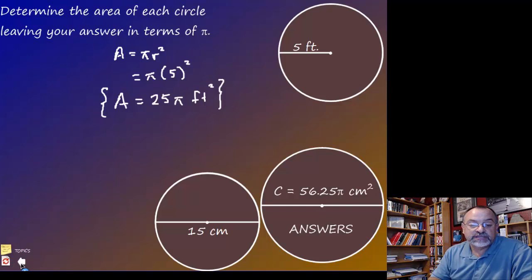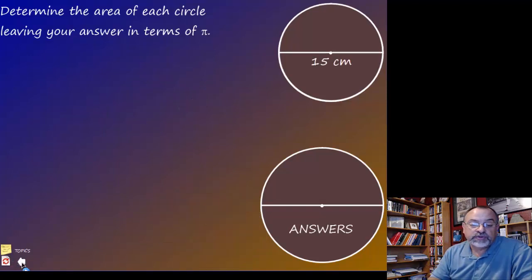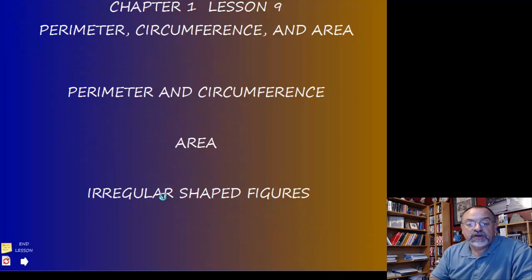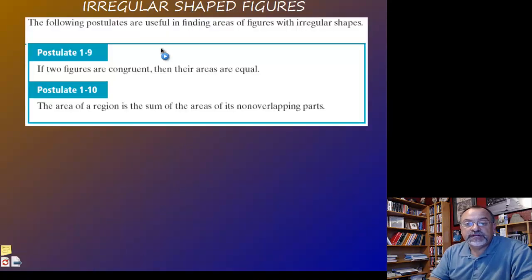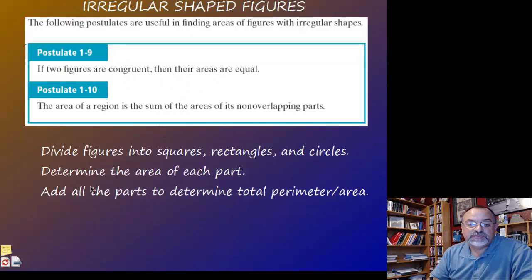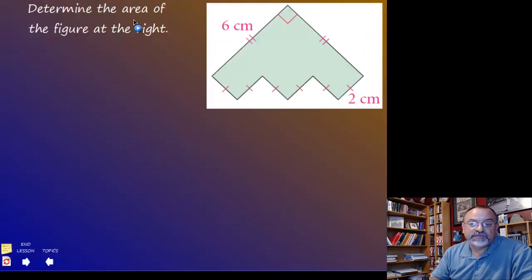So that would be the only time that you would use 3.14 or anything else. Okay, quickly I want to look at irregular shapes. Irregular shape figures go through these postulates, but I really don't want to talk about it too much. You can read that in your book.